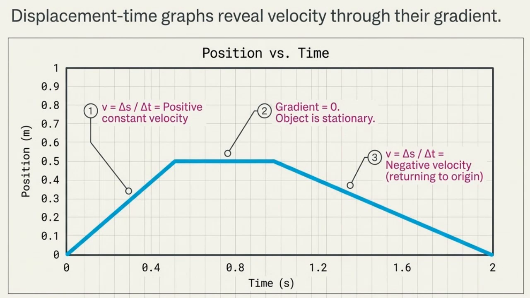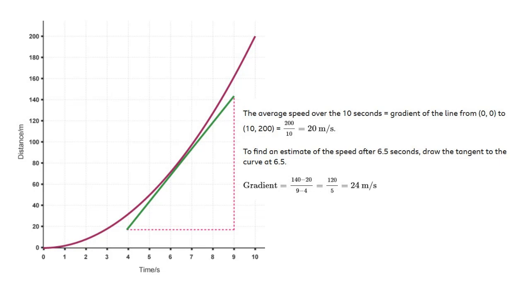This pattern clearly shows how the gradient of a displacement time graph reveals changes in the velocity of the object. We can see that the average speed over the full 10 seconds is found by calculating the gradient of the straight line from the starting point at 0 seconds and 0 meters to the end point at 10 seconds and 200 meters. This gives an average speed of 20 meters per second.